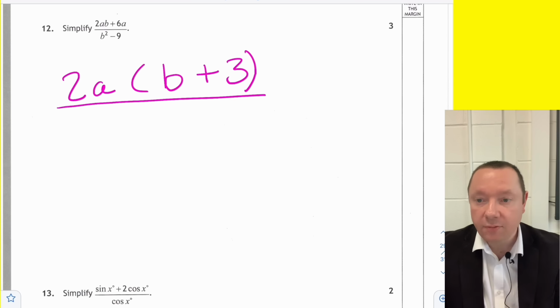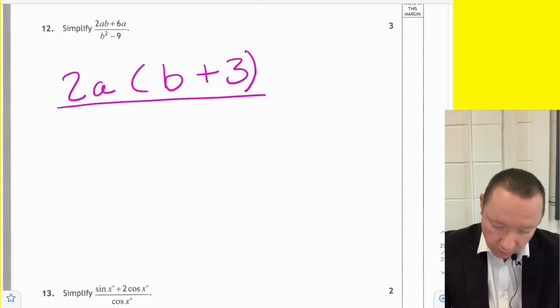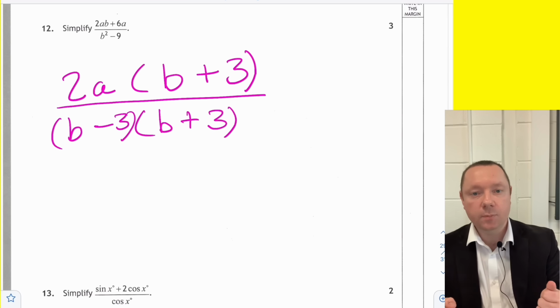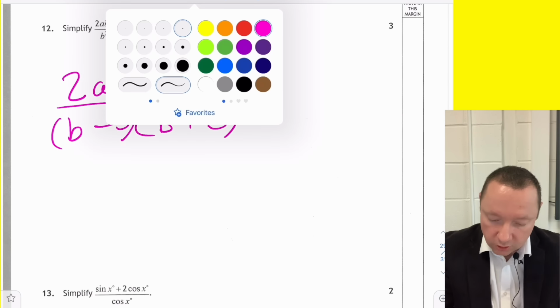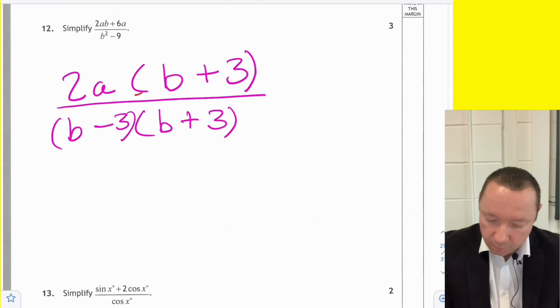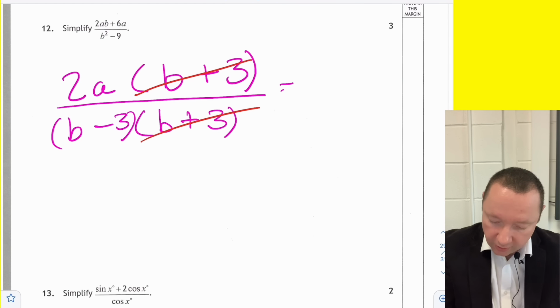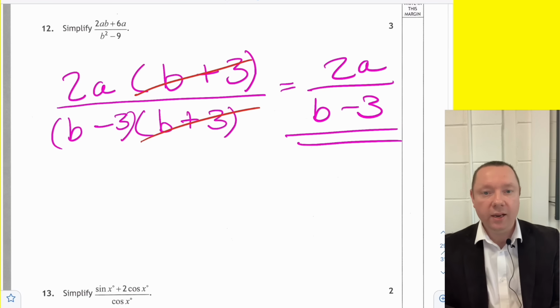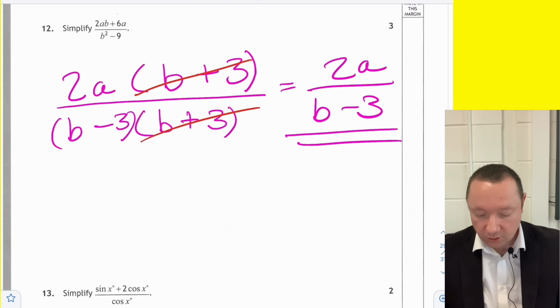The bottom is a difference of two squares. So I just double bracket straight away. b and b, minus in one bracket, plus in the other, 3 and 3. I've chosen to put my plus in the second place to make it more obvious for you. You'll notice now you've got the same on the top and bottom. b plus 3 and b plus 3 cancel. So that leaves you with a final answer of 2a over b minus 3. Answer for factorising the top, then the bottom, and then your mark for simplifying.